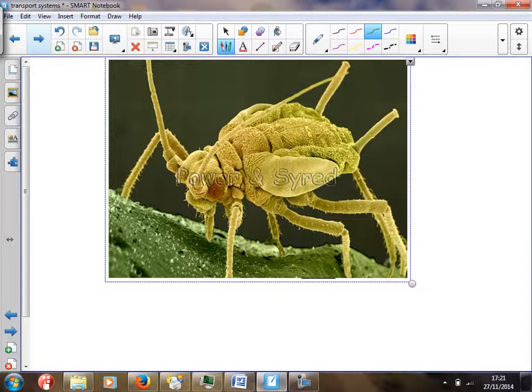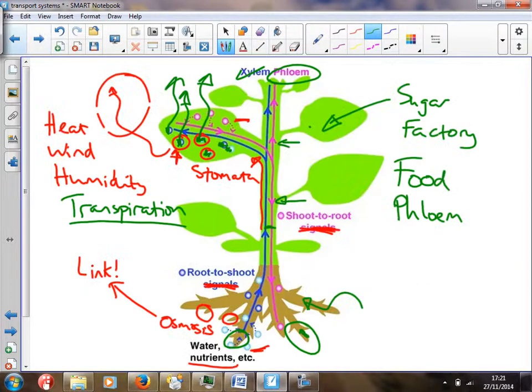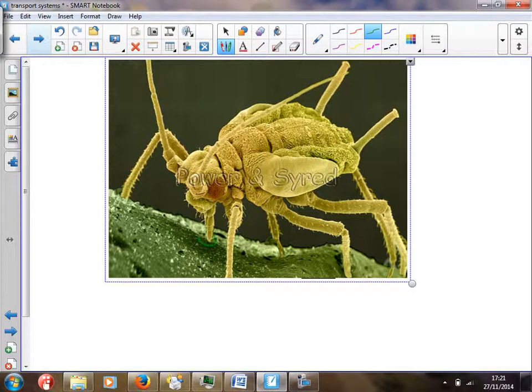This is a scanning electron micrograph of an aphid. Aphids live on the sugary contents of the phloem. This is what they get their food from. So he's got mouth parts that are specifically designed to drill into this plant, and they're very good at making sure they locate the phloem and not the xylem, because they want a meal, they want sugar, they don't just want to drink water. They locate the phloem, and that's what nourishes them.